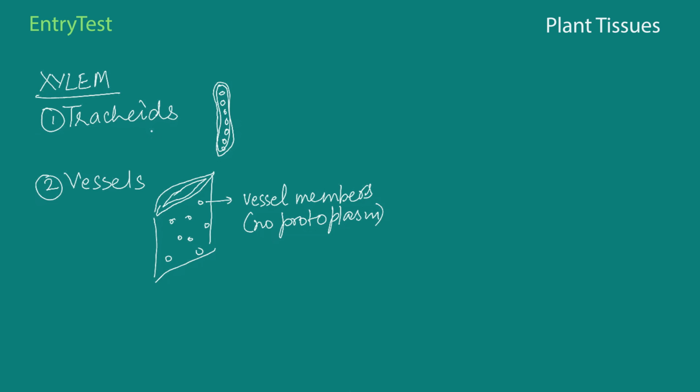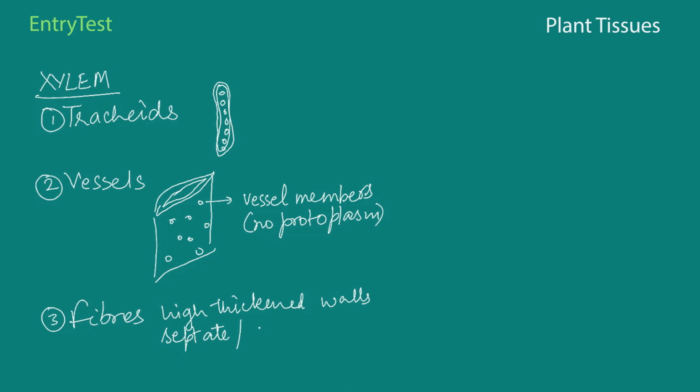The next kind is fibers. Now the fibers, they are highly thickened cells that have highly thickened walls. Additionally, they have the obliterated central lumen and they can either have a separation, so they can either be septate or aseptate. That differs from cell to cell.